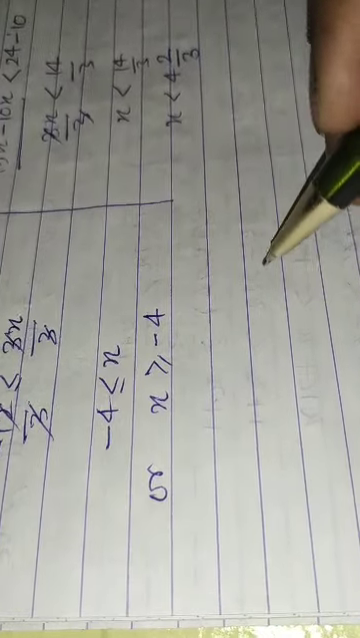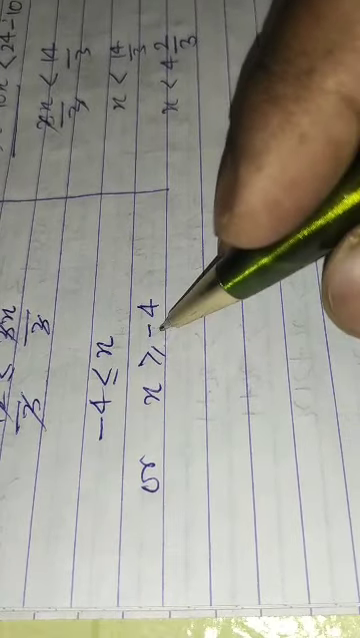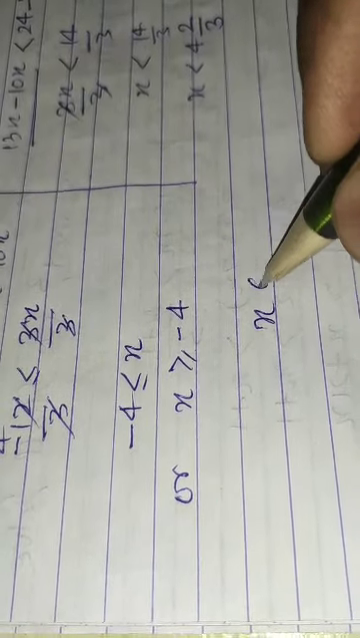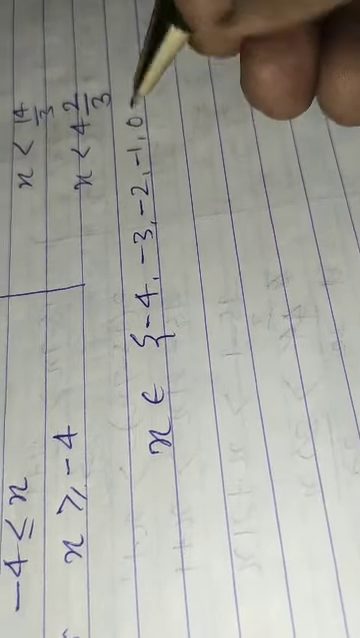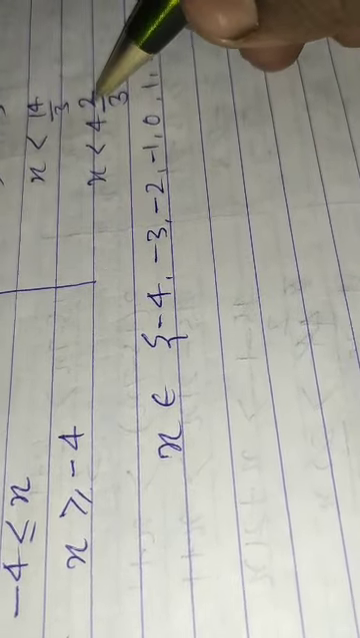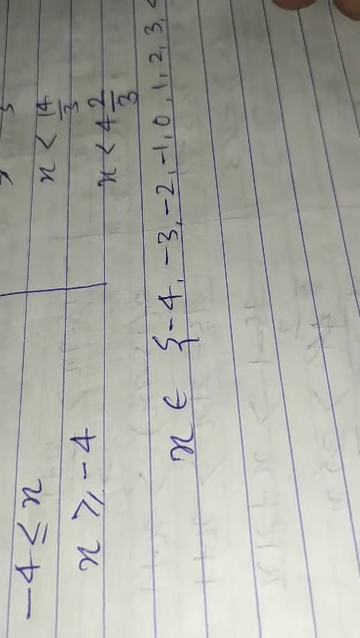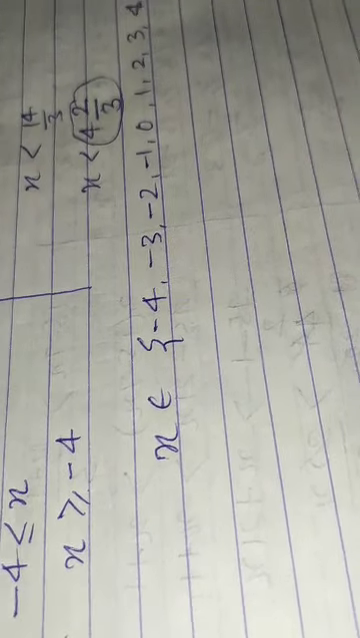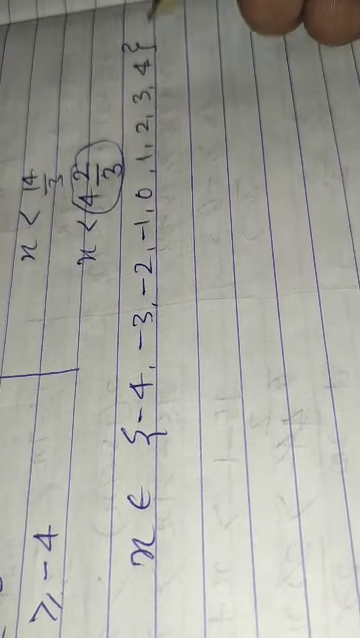Now we have to find the values of x, and x's are integers. For that, look here: x is greater than or equal to -4. So -4 is an integer. It means x belongs to -4, -3, -2, -1, 0, 1, 2, 3, and 4. 4 whole 2 upon 3 is more than 4. It means till 4 it will be there, and since x is less than this figure, the next integer we shall not take, and this is the solution.